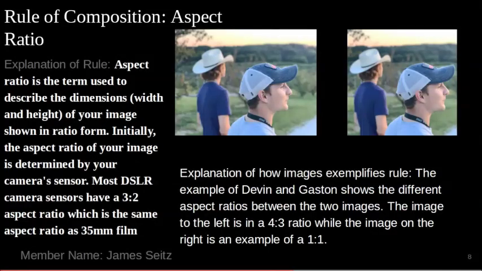The rules of aspect ratio. Aspect ratio is a term used to describe the dimensions of your image shown in ratio form. Initially, the aspect ratio of your image is determined by your camera sensor. Most DSLR camera sensors have a 3:2 ratio, which is the same aspect ratio as a 35mm film.